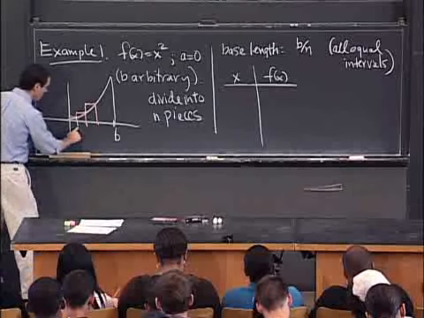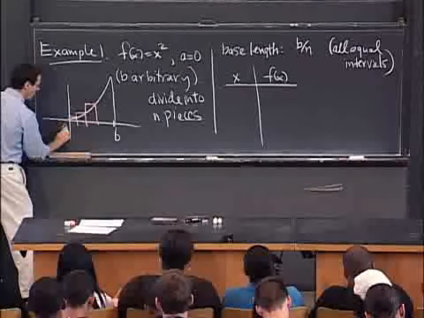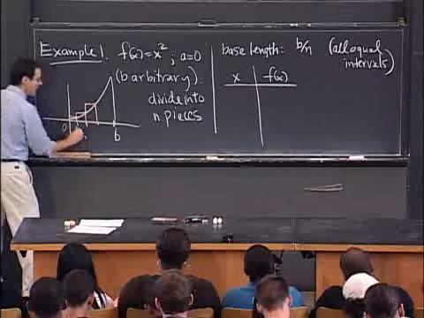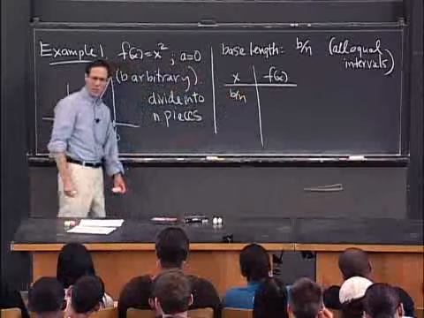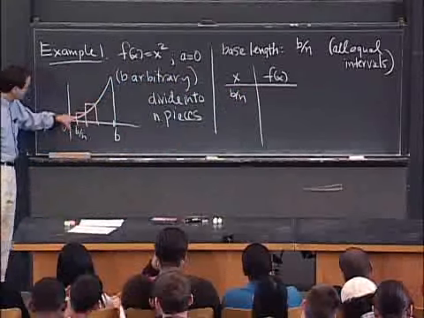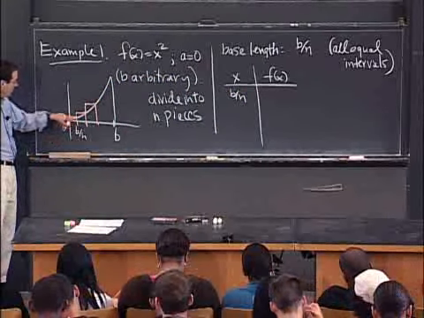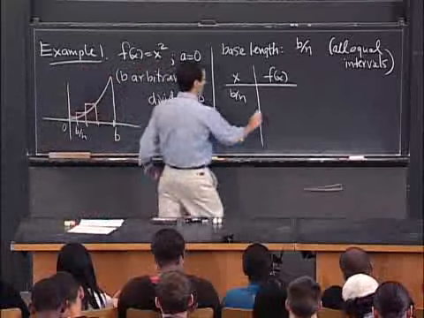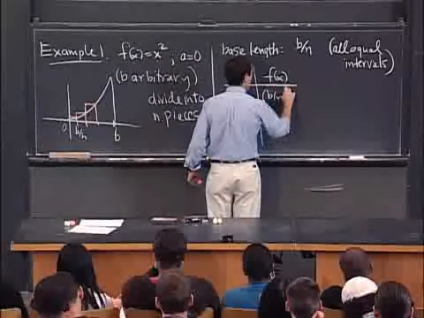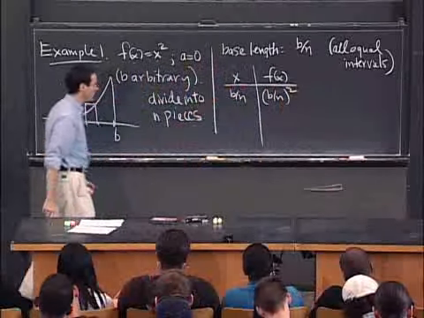The first place here after 0 is b divided by n. So here's b divided by n. That's an x value. And the f of x value is the height there. And that's just, I evaluate f of x. F of x is x squared. And that's b divided by n, the quantity squared.